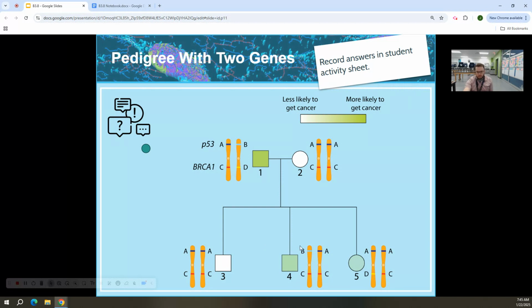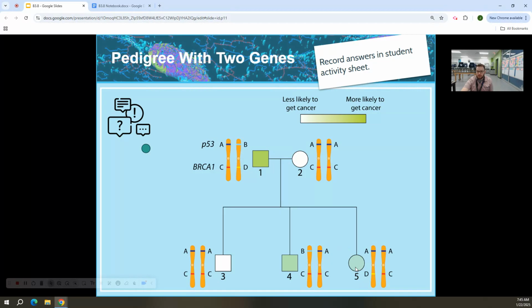Okay, now we move over here. You can see person 4 has a B allele for P53, which I know is not functioning. And then the 2 C alleles, which right now we probably have a good idea of whether C is the good or bad allele for BRCA1. And you can see that they've got a light green, so they have less cancer risk than this person.